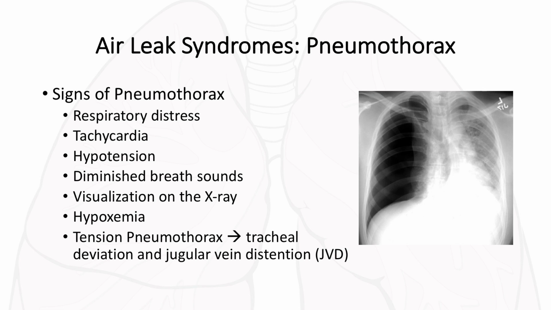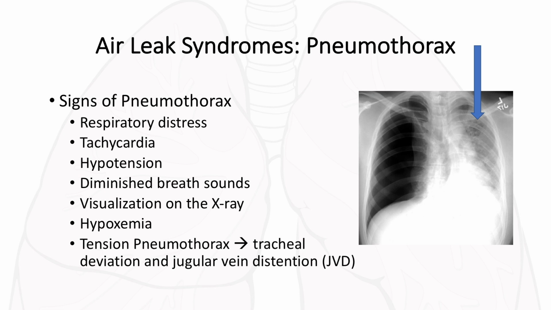Sometimes you can see tracheal deviation and jugular venous distension due to the buildup of pressure from that tension pneumothorax, and that's essentially a buildup of pressure from the air leaking into the chest wall, essentially filling up with air, creating intrathoracic pressure and causing decreased lung compliance, and subsequently causing the tracheal deviation and JVD.